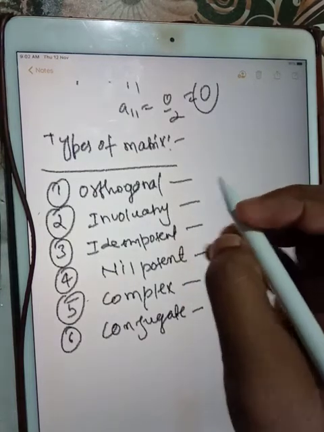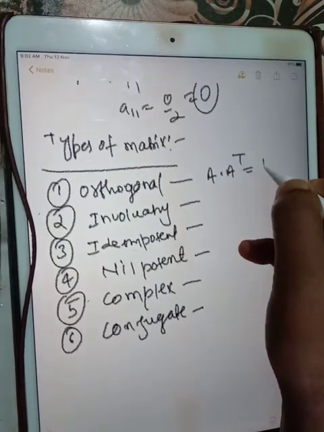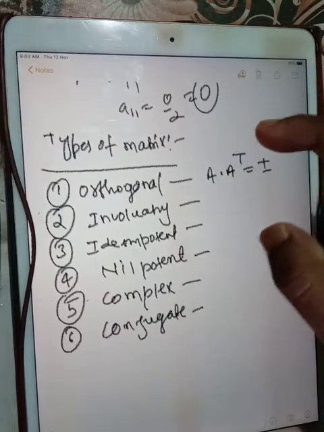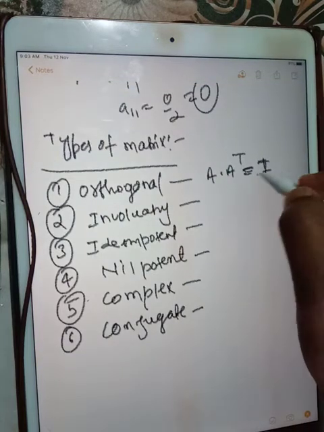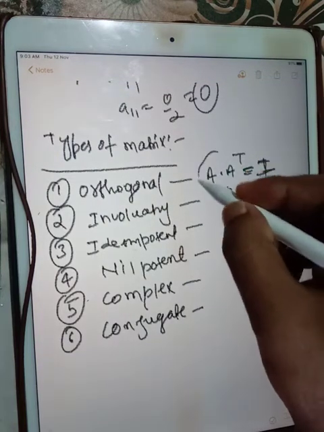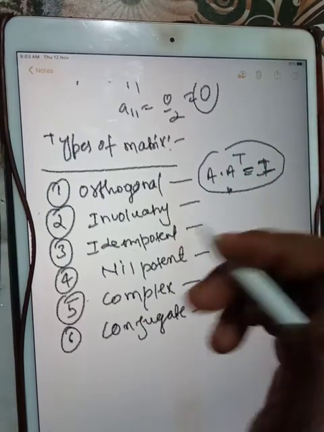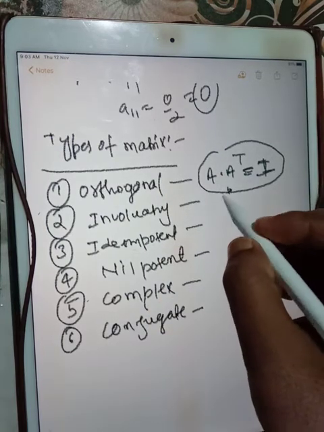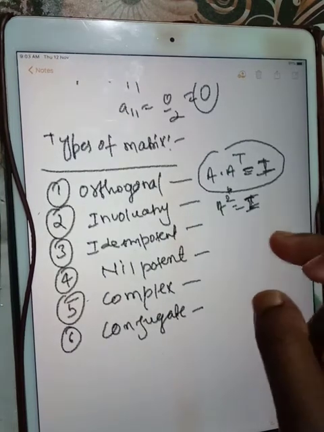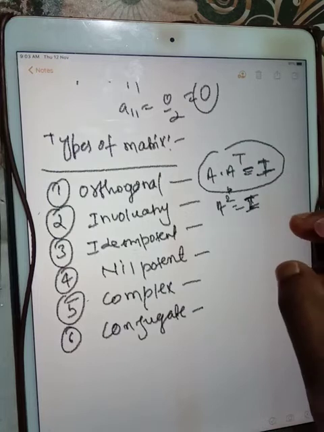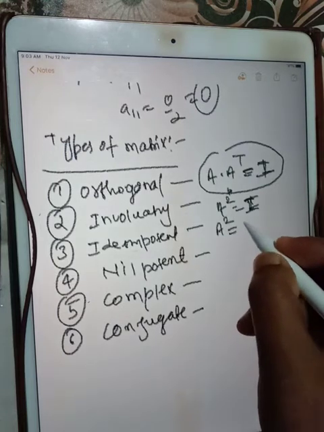Now what is orthogonal? Orthogonal just means A into A transpose equals I. Okay, we have covered the topic of the transpose of a matrix. Now A into A transpose equals I, that means this is orthogonal. Okay, just note it, after that I will explain that in detail. Involutory matrix is one in which A square equals I, where I is the identity matrix. Okay, I will explain identity matrix if I have not already. Now idempotent, that is A square equals A.